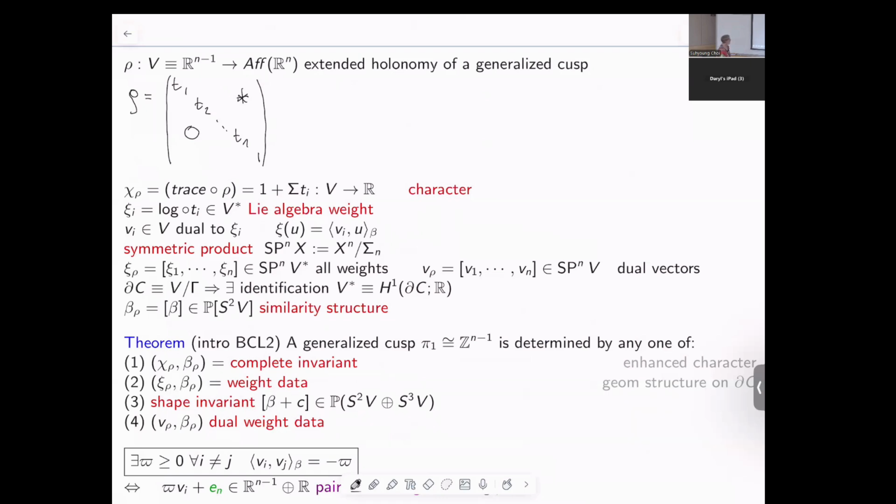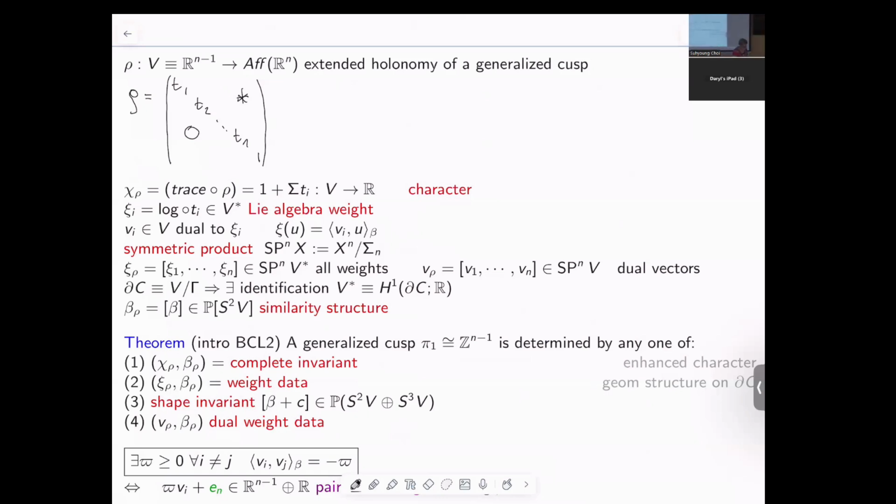And of course, you can think of the vector space V as the first homology of the boundary of the cusp with real coefficients. So you can think of these V's as homology classes, one-dimensional homology classes on the cusp, and you can think of these as one-dimensional cohomology classes. So another complete invariant of the cusp is a similarity structure together with these cohomology classes, or if you prefer, the similarity structure together with these vectors.